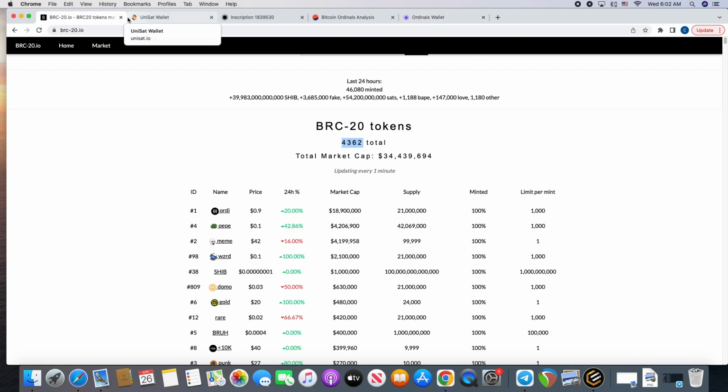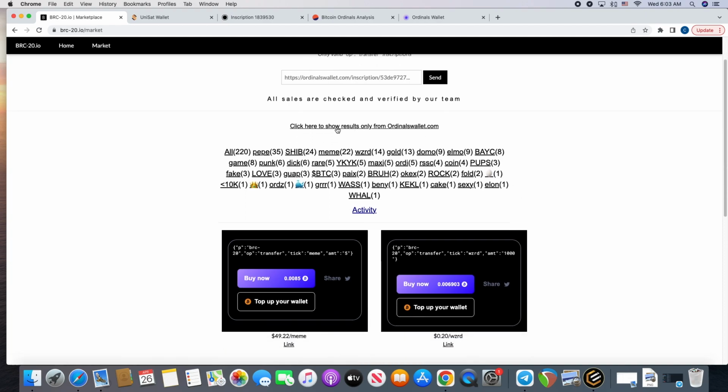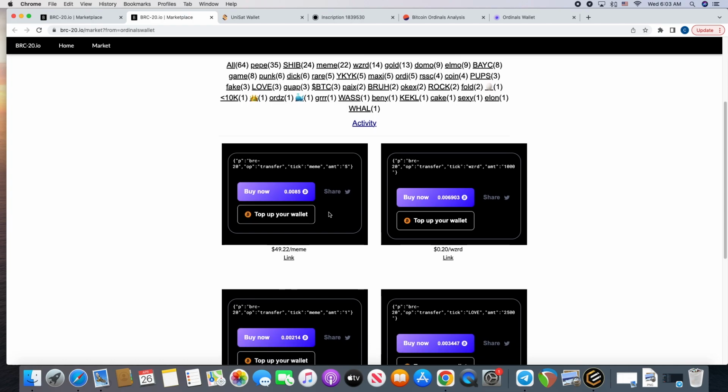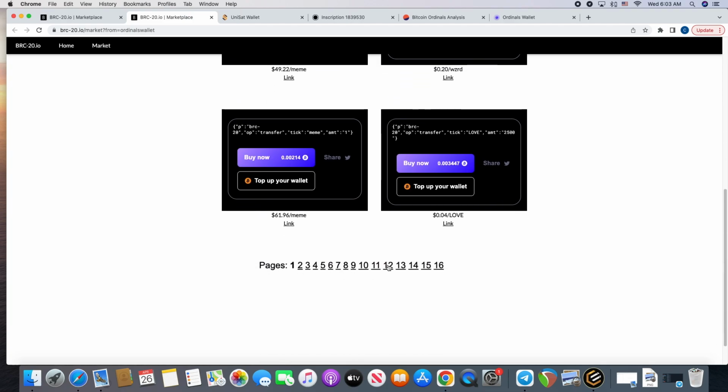But right now you're basically left with going to Discord and trading OTC on Discord, making some trade there using a third party for escrow, which is one option. You can also go to market right here and click to show any results from Ordinal's wallet. So let's click on that. This is results from Ordinal's market. Right here you can see you can buy now. Someone's selling here, tick amount 5. Someone's saying tick amount 1,000. There's a bunch of pages here.